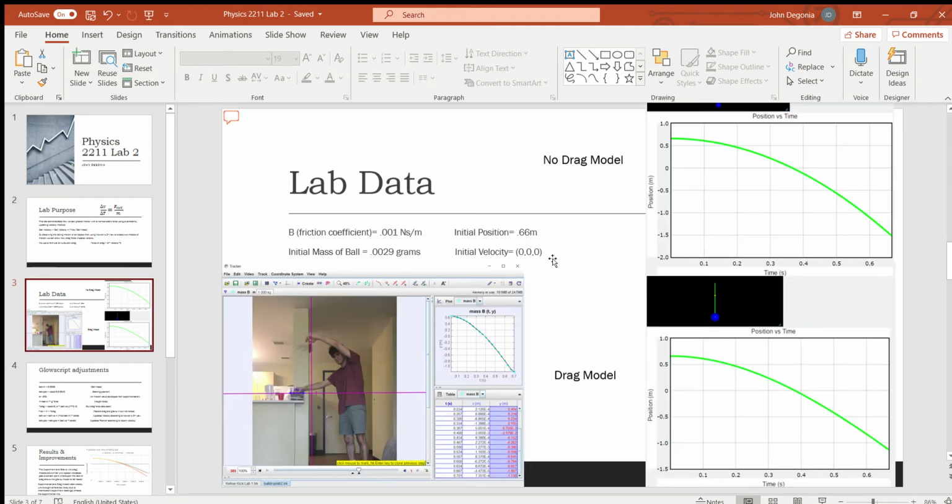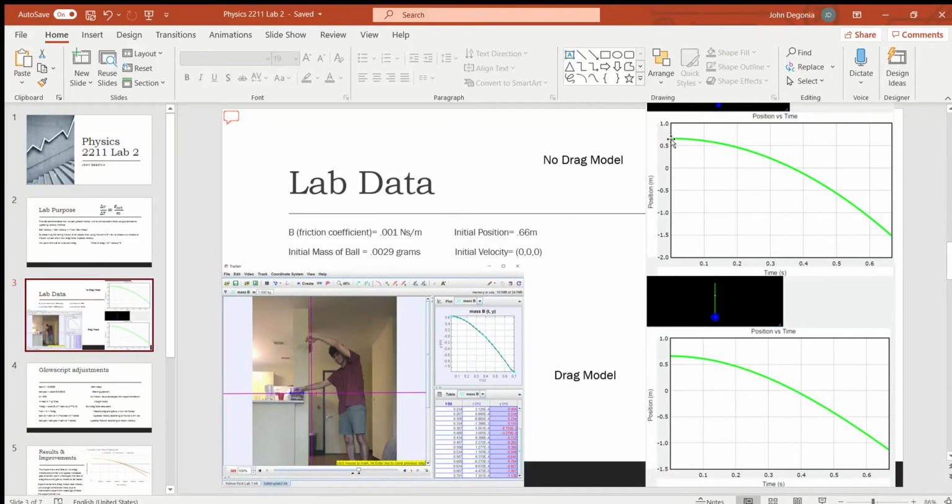So here in the lab, we've got a few constants. Our friction coefficient, which is determined experimentally, the initial mass of the ball, our initial position 0.66 meters off the ground, and initial velocity is 0, because as you can see in the tracker software, I'm just dropping it and it falls. So on the top right here, we have our no drag model.